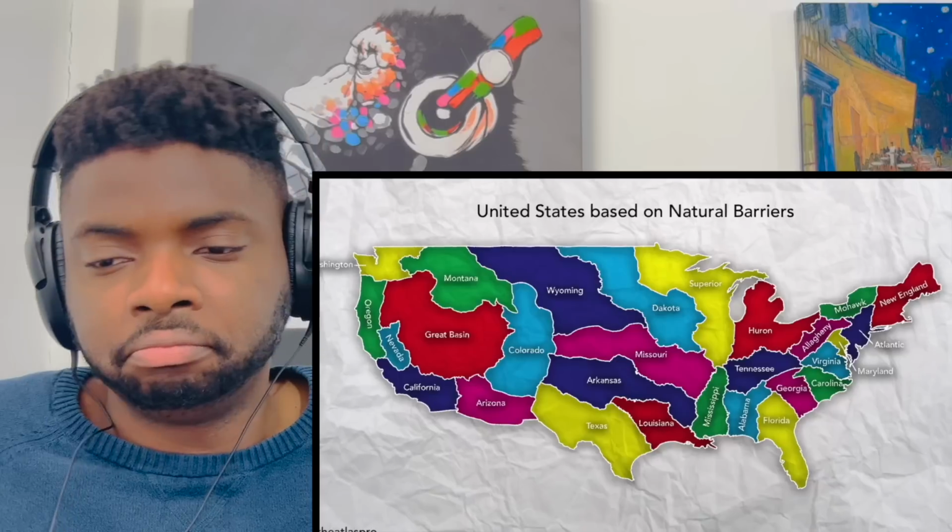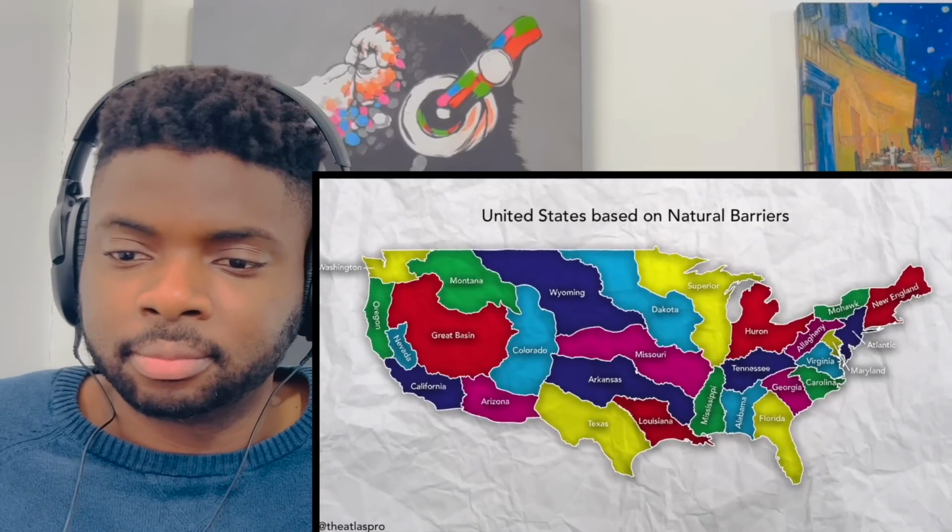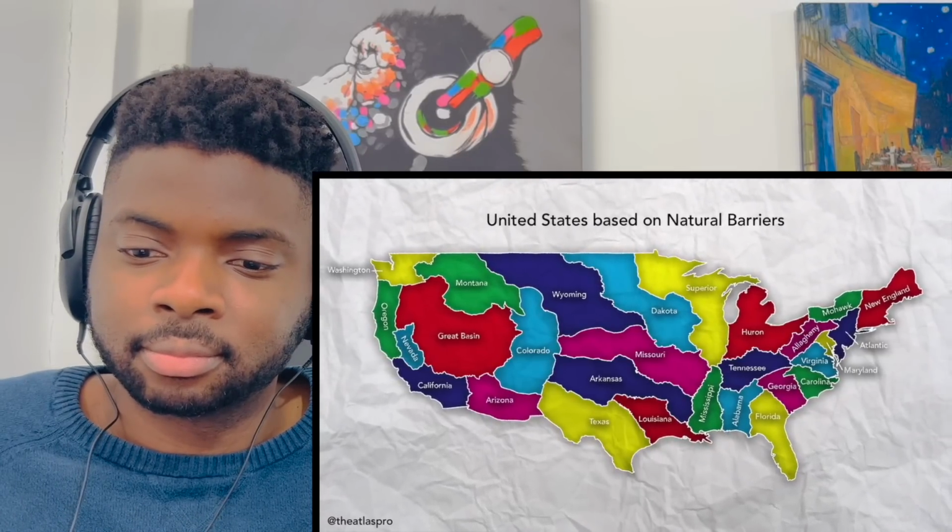Does anyone know why state borders are the way they are? If you don't, I can make a video about it because I honestly don't know either.